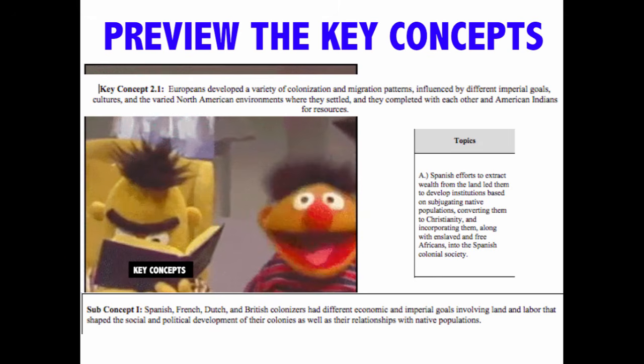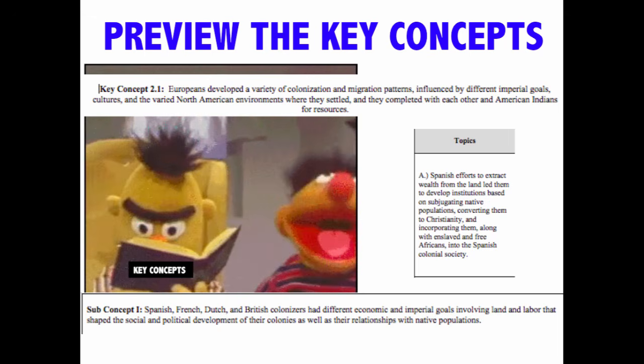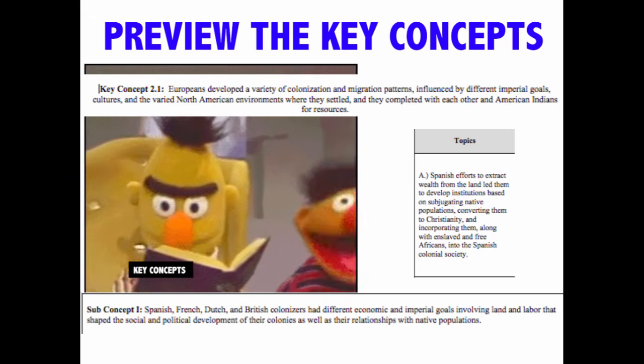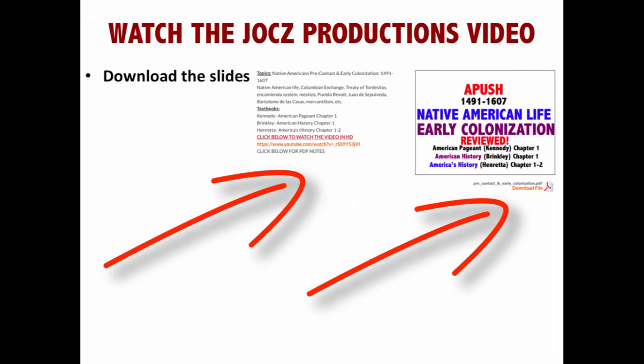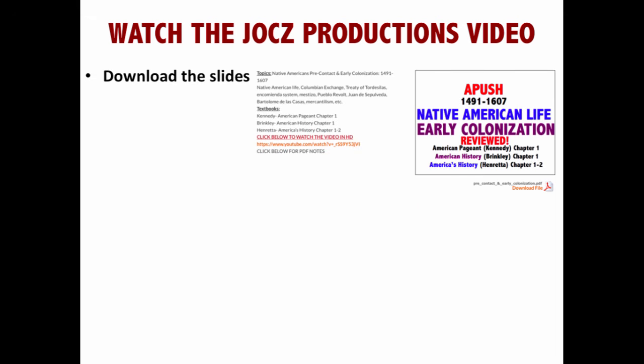Once you've got an idea of the big things you need to be looking out for as you go through the chapter, I tell my students to go ahead and watch the Jocz Productions video. You should download the slides. You can find them all on the website in the following places. And I really suggest watching the video before reading the chapter, kind of a big preview. You don't go into a movie without having a little sense of what it's going to be about.